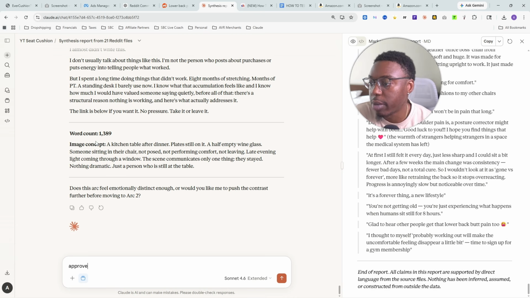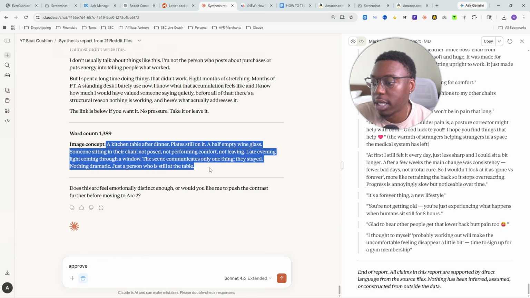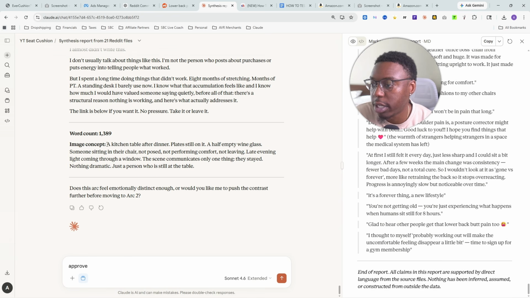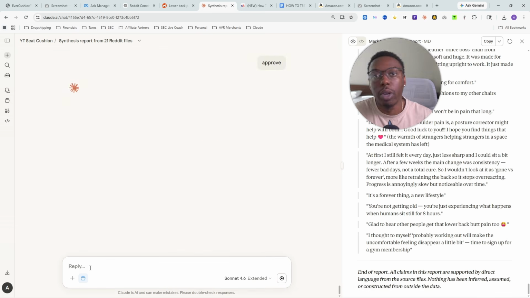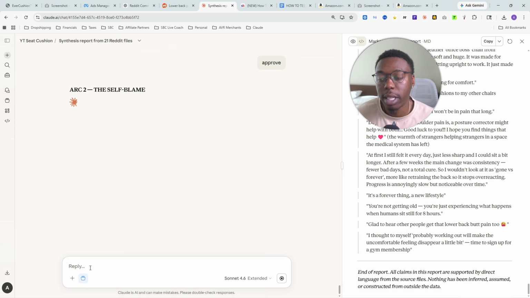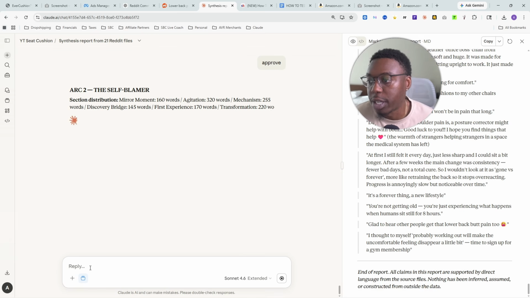So with a particular prompt I'm using, it even gives you an image concept that it recommends based off the story. So for this example, a kitchen table after dinner, plate still on it, a half empty wine glass, right? So that's what it recommends. And you can read through the story yourself and go through and come up with some image concepts you think are good. I will say the more compelling and the more scroll stopping your images, the more likely people are to read, click, and engage, and then also potentially buy as well.